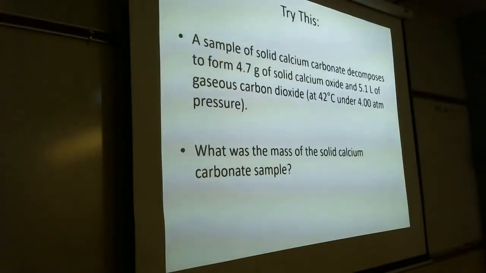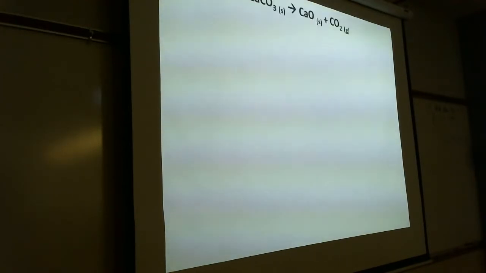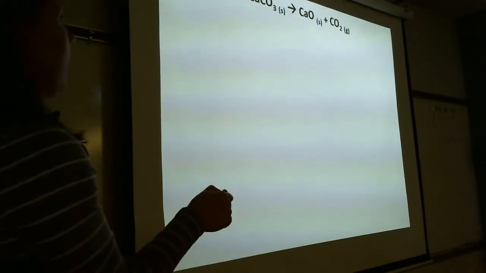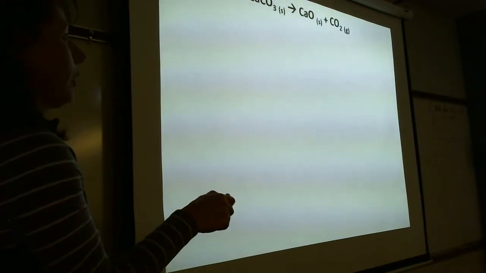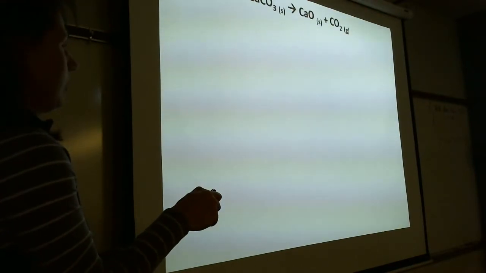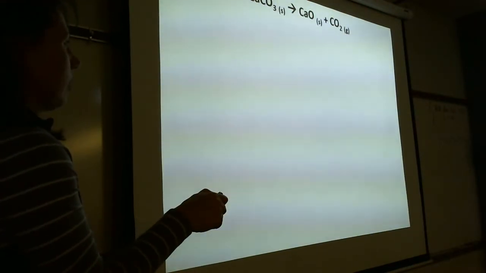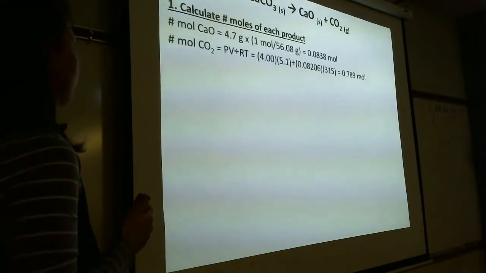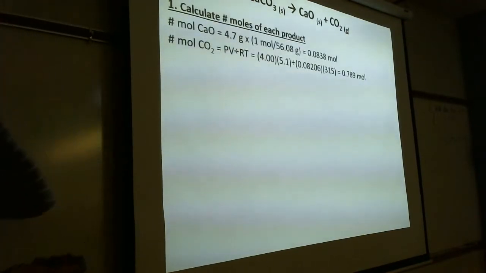So we're wanting the mass of the original sample. We know information about the 2 products of the decomposition reaction, right? So we're going to work backwards to figure out what the original mass of the sample was. So we know the mass of the product, and then we know the volume and temperature and pressure of this gas, right? So we can do stoichiometry from here to here, stoichiometry from here to here, and then compare. So getting number of moles of each product.